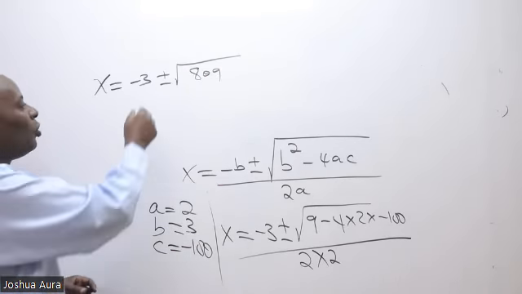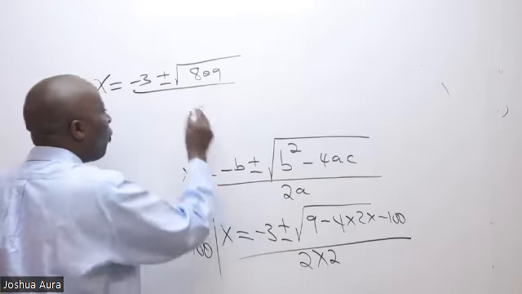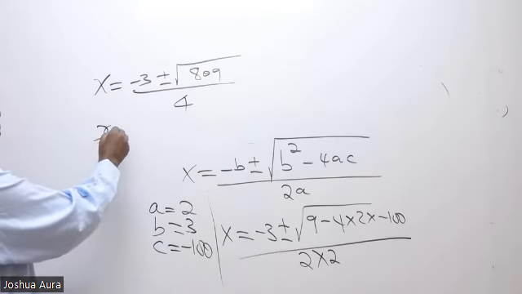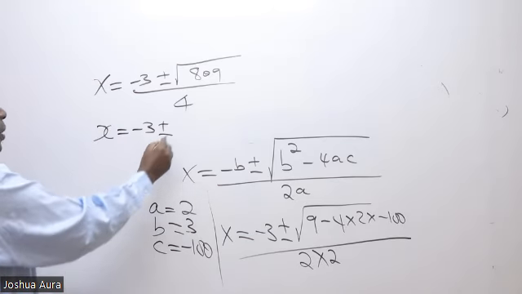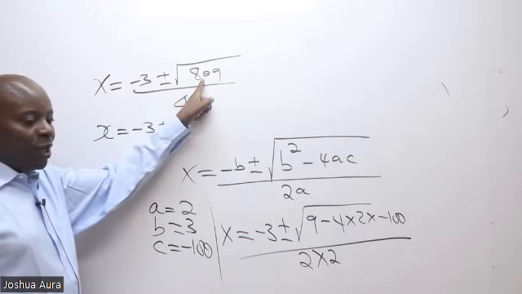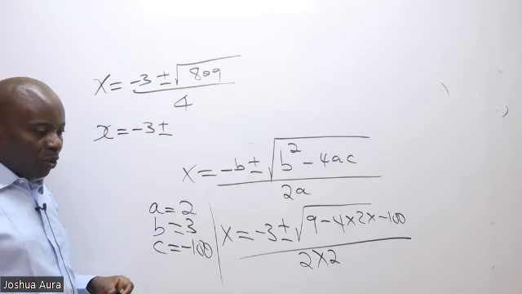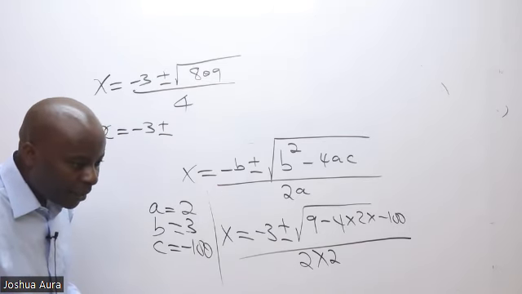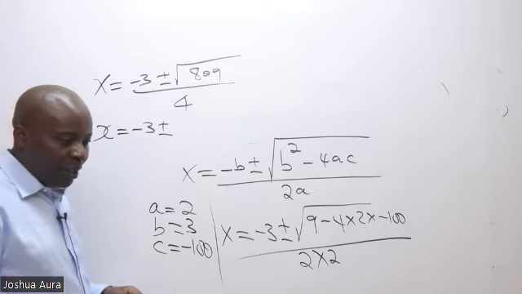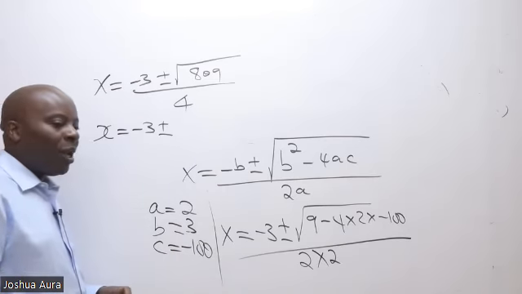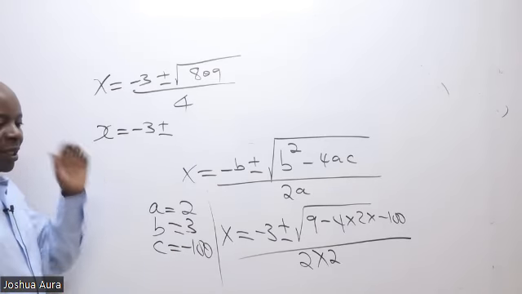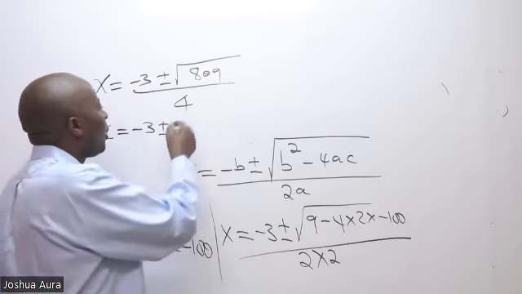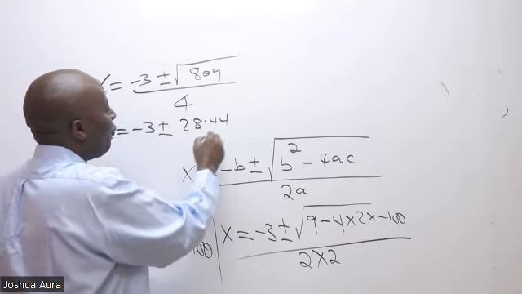809, all over 2 times 2. 2 times 2 is 4. Then we move slowly. Our x will be equal to minus 3 plus or minus. Could you kindly give me the square root of 809 in 2 decimal places? Is there somebody who has a good calculator there? 28.44. So we have here 28.44.